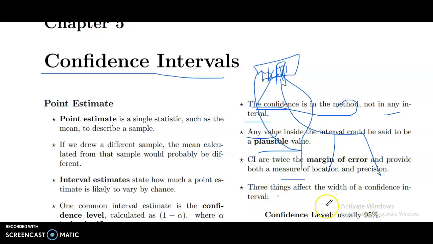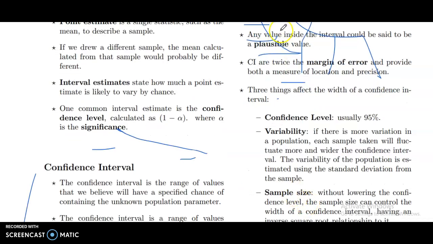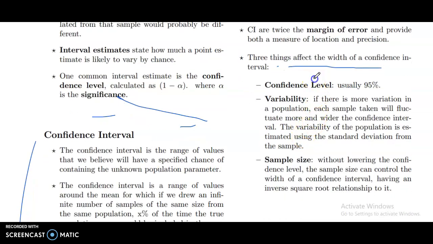Three things affect the width of a confidence interval. First, the confidence level, usually 95%, so 5% error and not 100%.